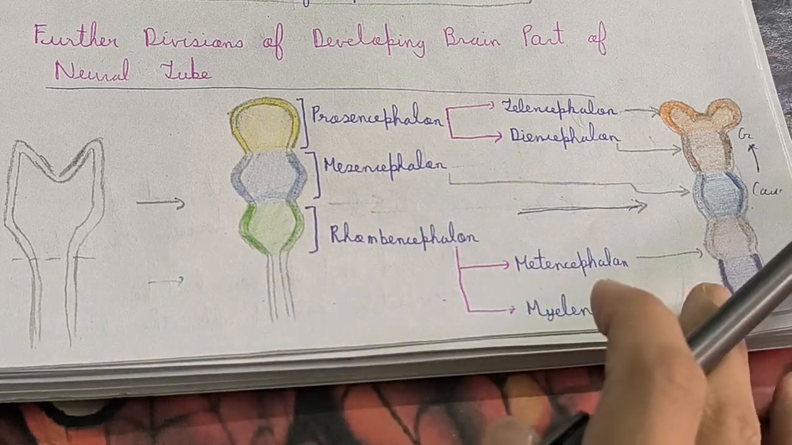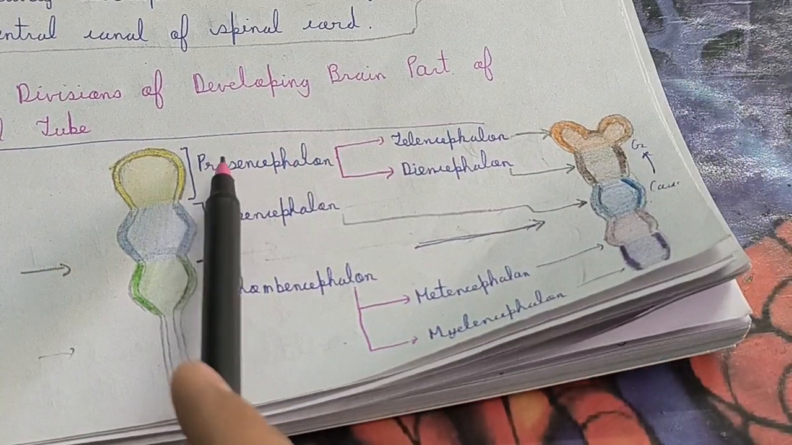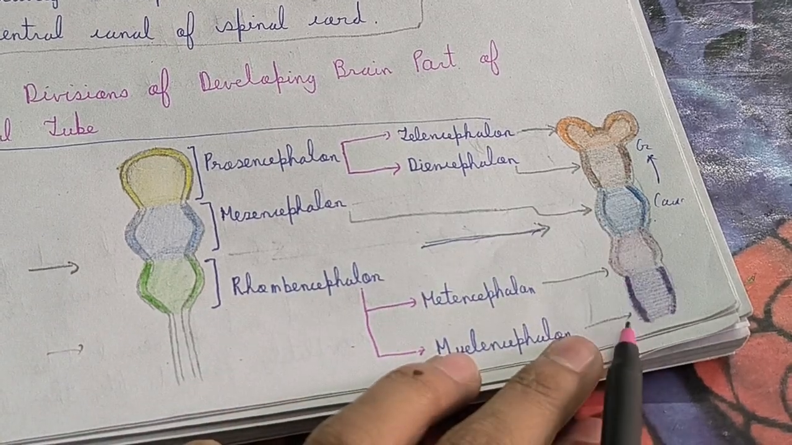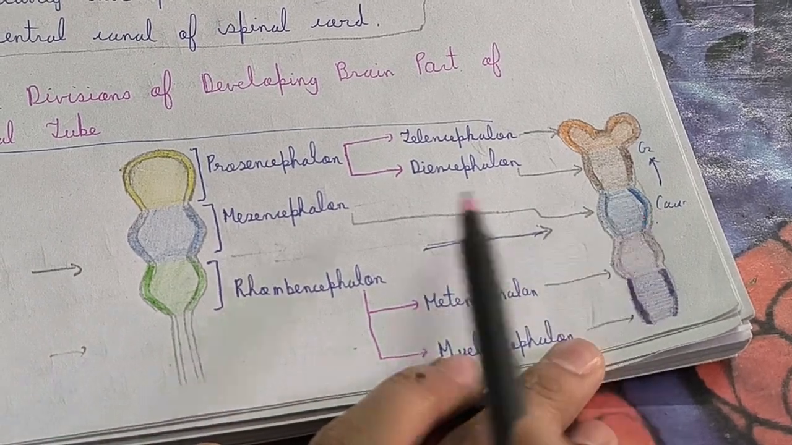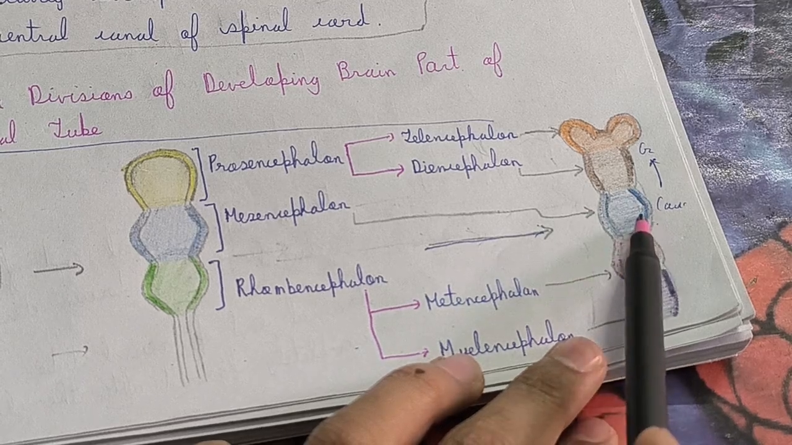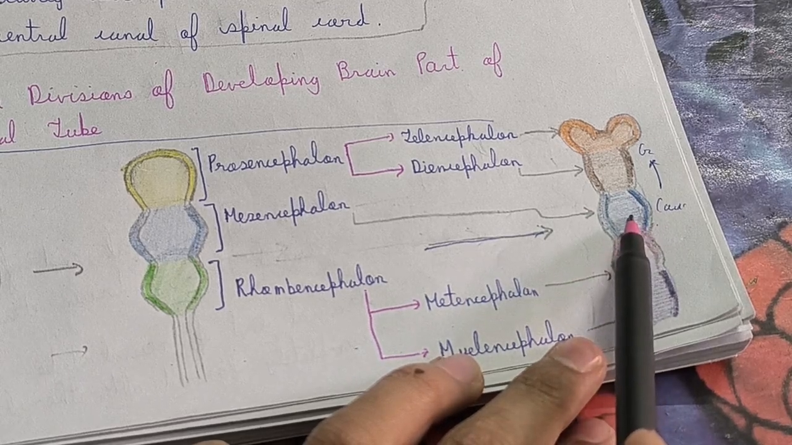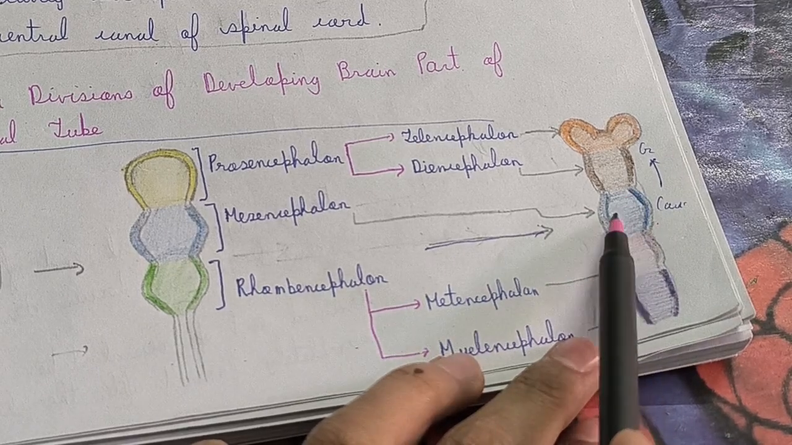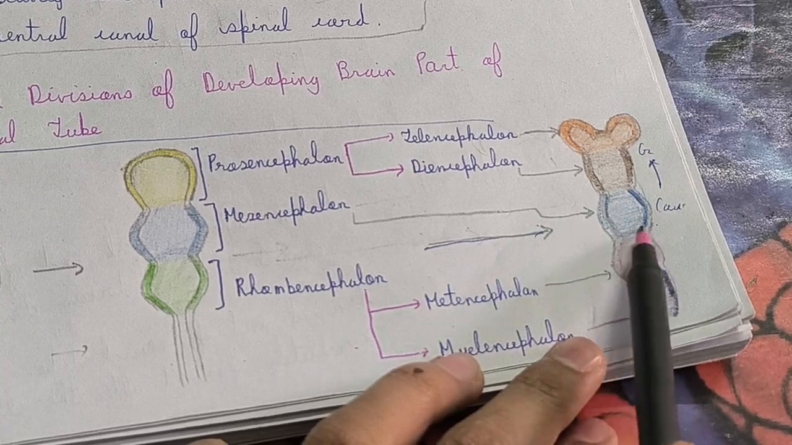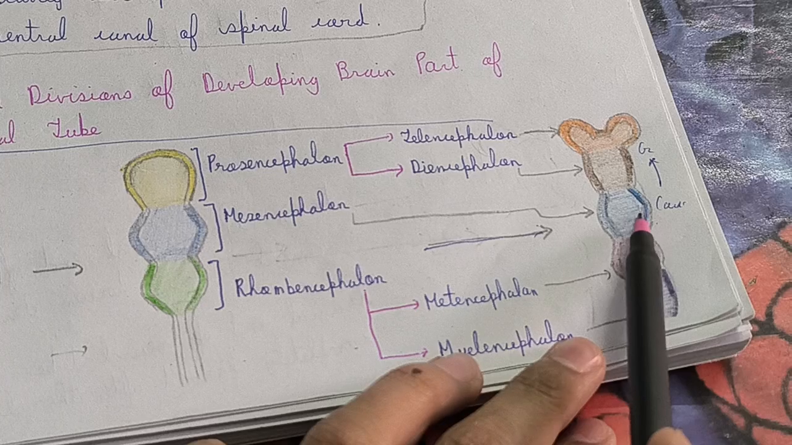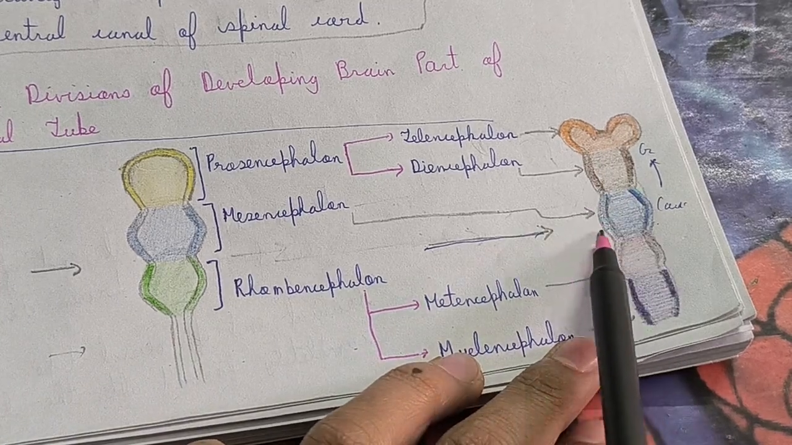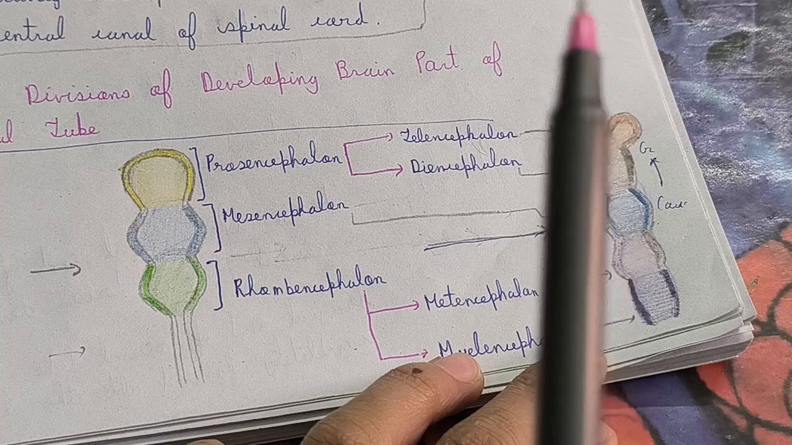Now later, from these primary vesicles, secondary vesicles are also obtained. But from the mesencephalon, only one secondary vesicle is obtained, which is also the mesencephalon, so it doesn't undergo any division. Now this mesencephalon is converted into the midbrain. In today's video you have to understand how this mesencephalon is converted into a midbrain.